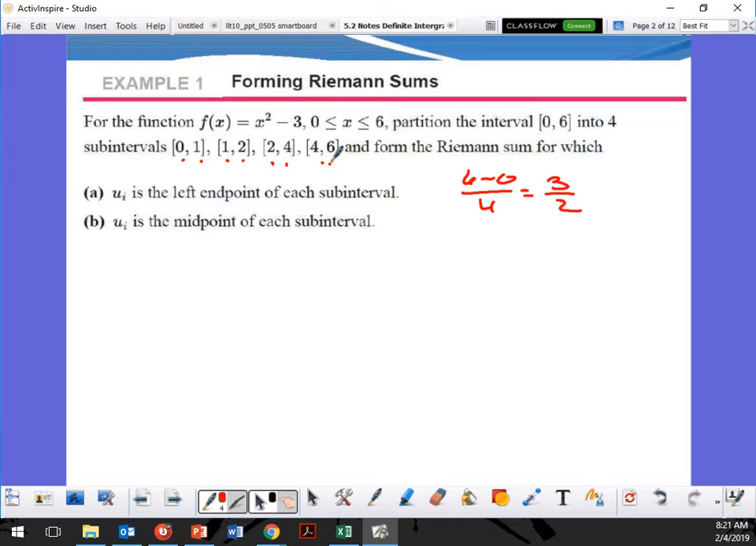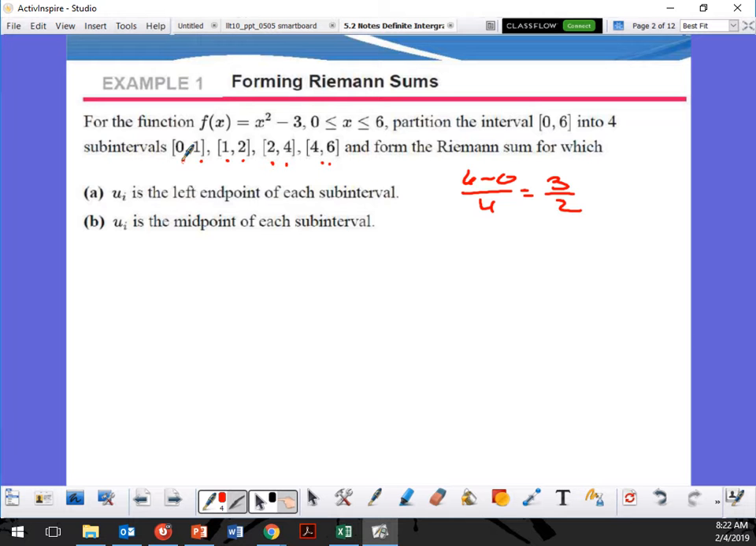For the problems that we have been doing so far, when I'm dividing it into equal parts, I start with b minus a over n. But in this case right here, I'm not. So I'm given my parts already. Okay, so now it says left endpoint, each subinterval. So for this one right here, my left endpoint is going to be 0, right?